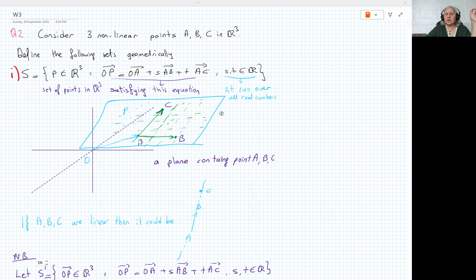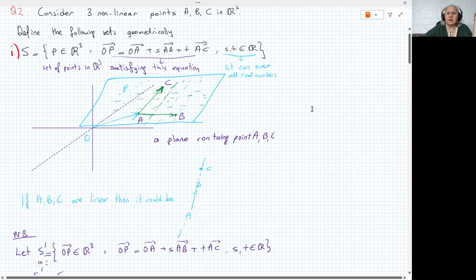OA, A is a point. We can take A or B or C, but in the given equation in the question, we have a point A. So this is a plane passing through the point A, with directional vectors AB, AC. That's the definition of it. But this is a set notation. It reminds you how we express sets. These are the elements of the set. The elements are the points in R3 satisfying this condition, and S and T here run through all real numbers.